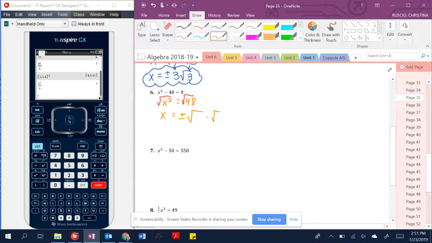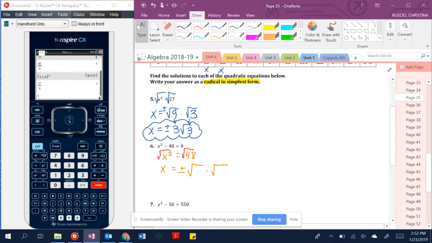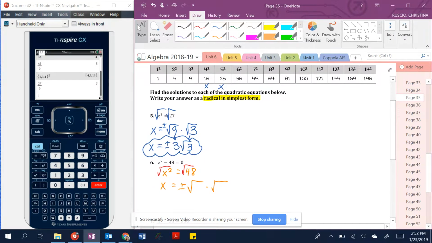And we've got to find what goes into these. So what number divides into 48? Some of you might be like, 6 times 8. But the problem if you use 6 times 8, neither one of those is a perfect square. That's gross. That's not helping us out at all.